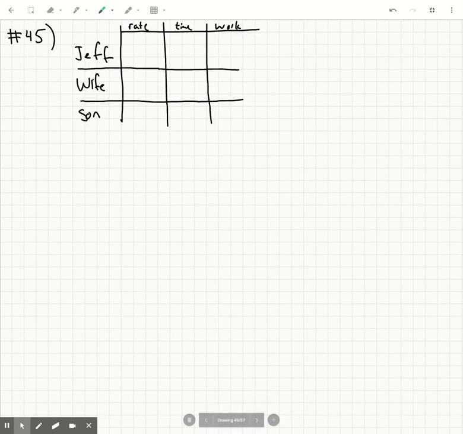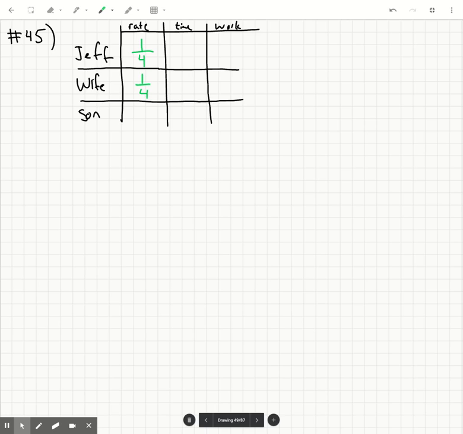All right, so number 45 is talking about Jeff, who can weed a garden in 4 hours. So we're given the rate of Jeff is one garden for every 4 hours, and then his wife works at the same rate. So that's also 1/4.